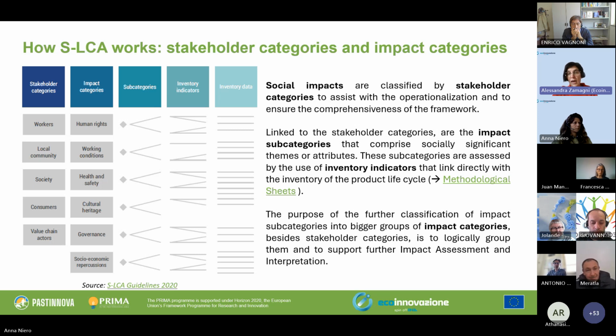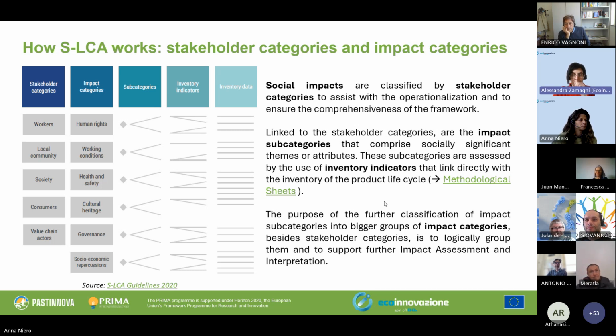So the assessment can be carried out from the left to the right or vice versa. Which means that stakeholders are identified, who represent those who suffer the most in terms of social impacts, positive and negative, from the product system. And then the type of impact categories that suffer the most are identified. And then subcategories are identified, and they are measured through specific indicators, but also the other way around.